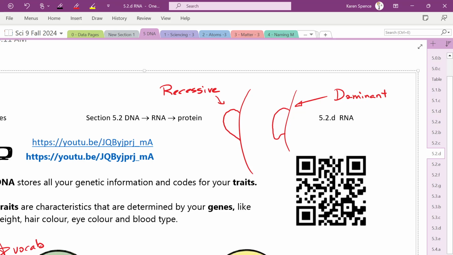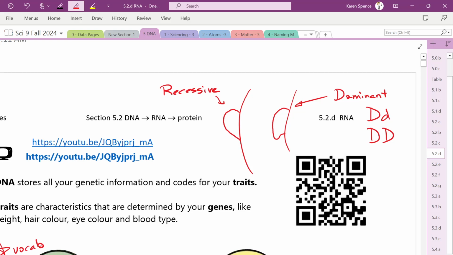So if you have an actual detached earlobe, an earlobe that doesn't go straight into your head, that means that you have at least one copy of the dominant gene. You could have detached earlobe and non-detached earlobe genes, one from mom, one from dad. Or you could have 2 detached earlobe genes. But in order to have the one that is not detached, you have to have 2 copies of the recessive gene. And like I said, that's what grade 10 genetics is going to be about.